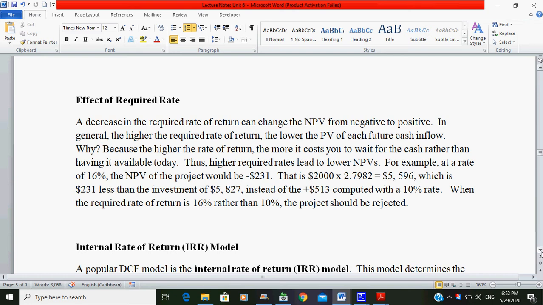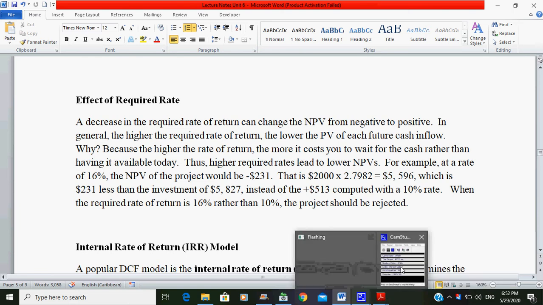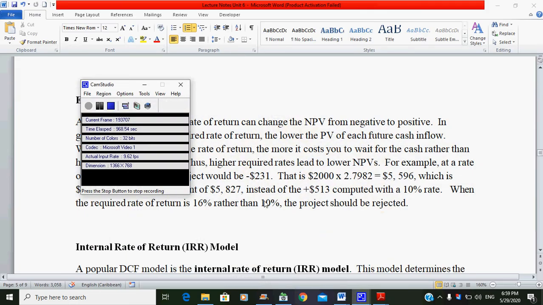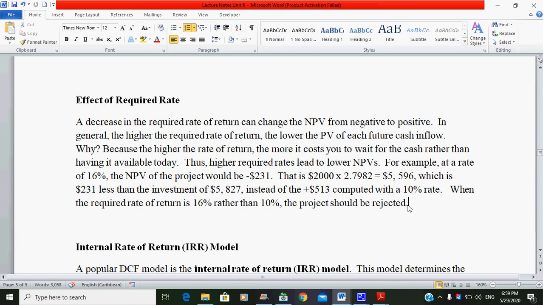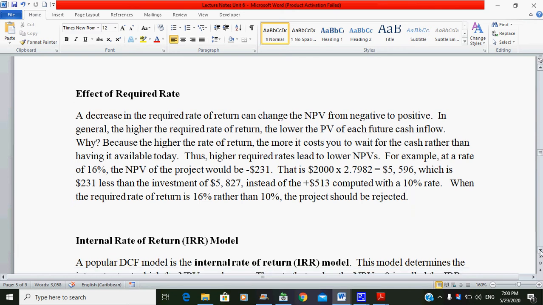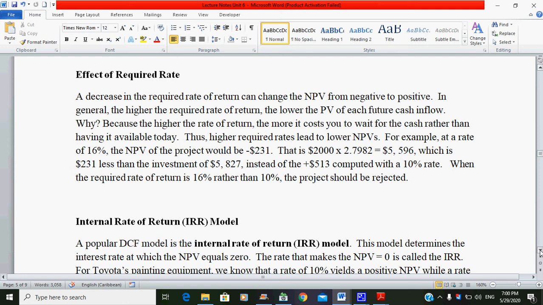So there's something that we always tell people. I must let you know that if the NPV is zero, then the project should be accepted. But once it goes negative, it should not be accepted, right? Alright, let's go now to the IRR, the next discounted cash flow technique.